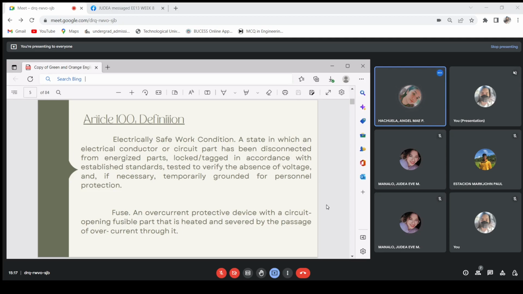The next is fuse, an overcurrent protective device with a circuit opening fusible part that is heated and severed by the passage of overcurrent through it. Alam naman natin kung ano yung itsura ng fuse. So, yung fuse comprises all the parts that form a unit capable of performing the prescribed functions. It may or may not be a complete device necessary to connect it to an electrical circuit.